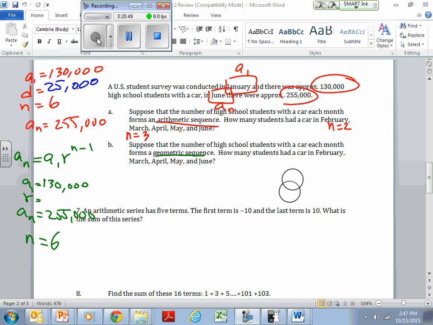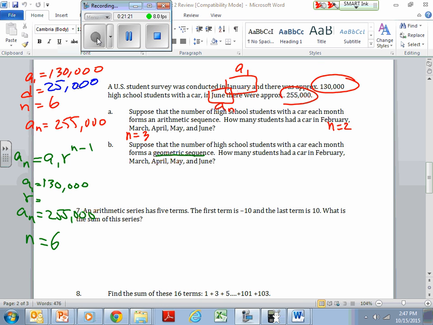So here's the deal. Here's what they're asking you. With the red stuff, the arithmetic series or sequence, how many students had a car in February? It's basically asking you if d were 25,000 and a sub 1 was 130,000, what would the answer a sub n be for the month in question? What did he just say? Here's what he just said.